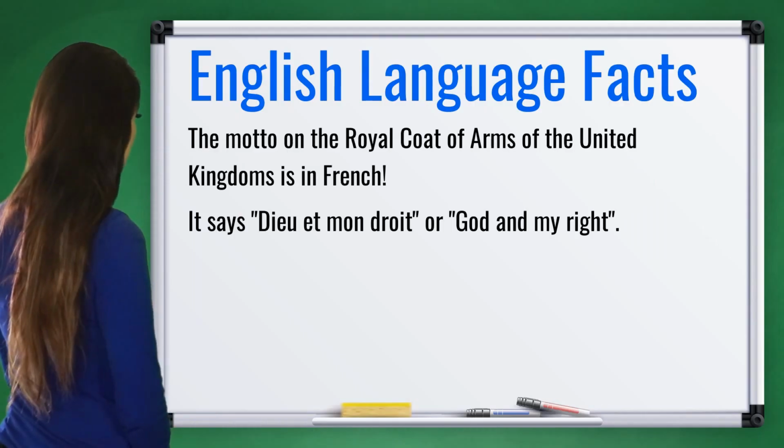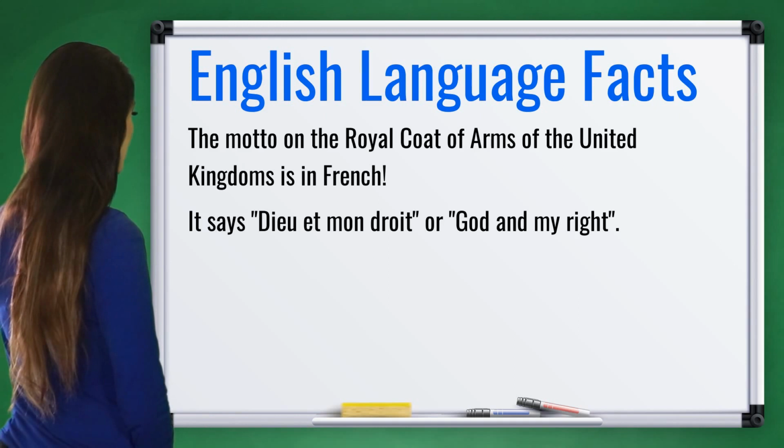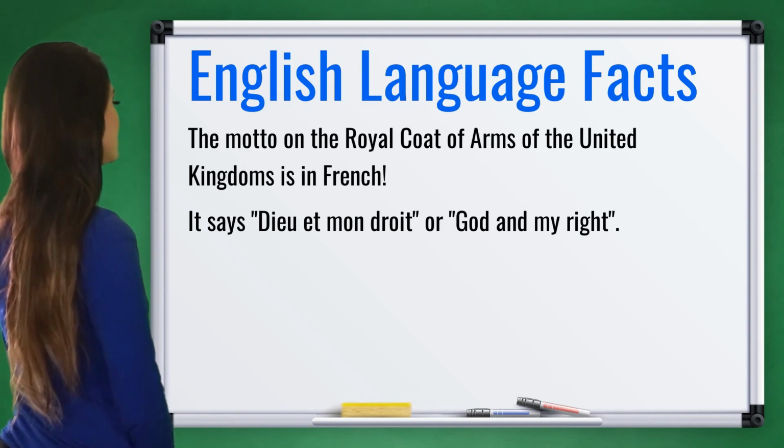Now let's learn an interesting fact about the English language. The motto on the Royal Coat of Arms of the United Kingdom is in French. It says, Dieu et mon droit, or, God and my right.